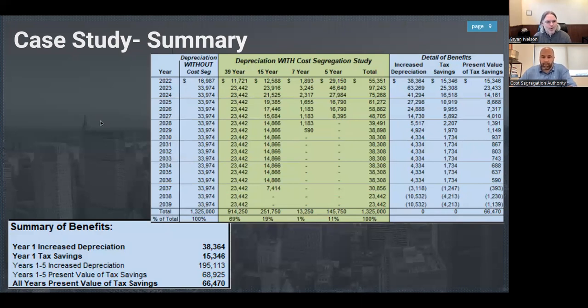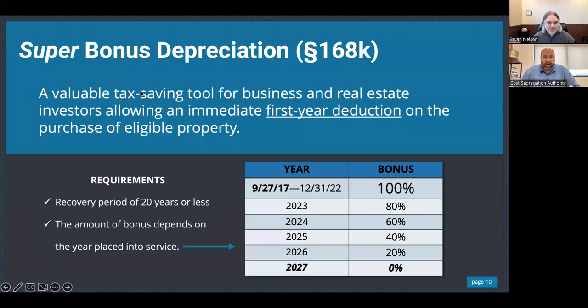So question for you, why is 7-year so low at 1%? So 7-year is a category where we don't typically find a lot of assets. 7-year is kind of your telecommunication or cable lines. And so not all properties have 7-year property. And if they do, the number is usually pretty small. Gotcha. All right, let's go ahead and move on here.